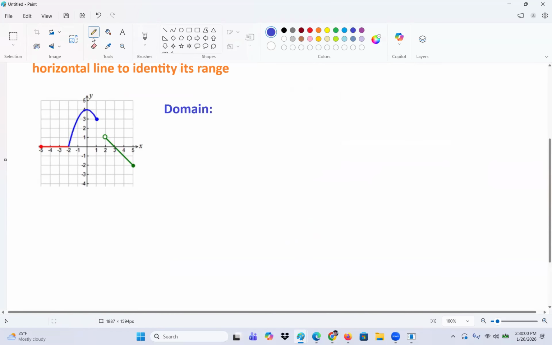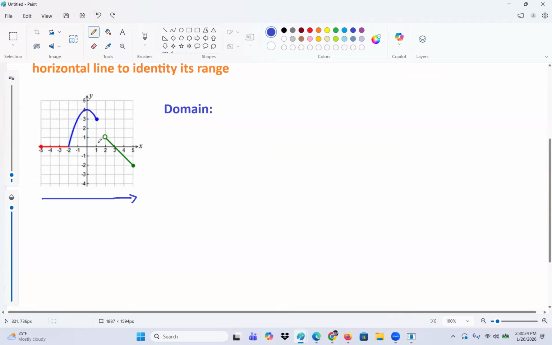So the domain, we just have to go from the left to the right, and then you're going to draw. So this is a solid point, so we have to count it. We're going to draw some vertical lines, 1, 2, something like that, right? So they all intersect the function. So we're good to go. We do the same thing, drawing vertical line after vertical line.